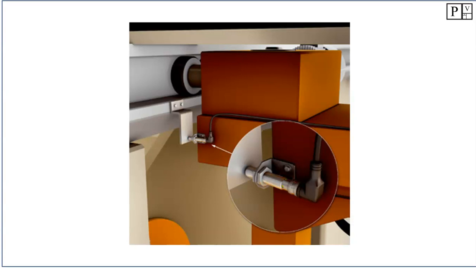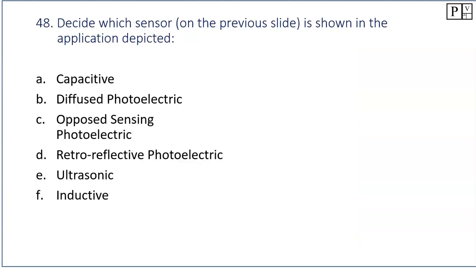Let's take a look at 48. Okay, 48 looks like we're having some machine, and it looks like there's a piece of sheet metal there at different travel points. Then we have a sensor that is sensing that piece of metal very close to it. So anytime that we're looking at a sheet metal piece where we're looking at the travel, this guy is going to be our inductive sensor. So 48 is F.